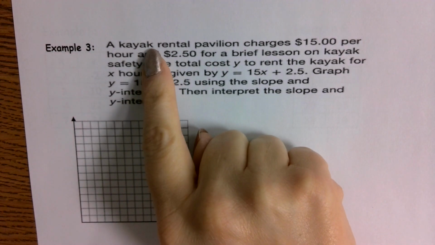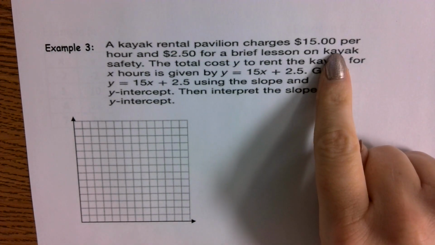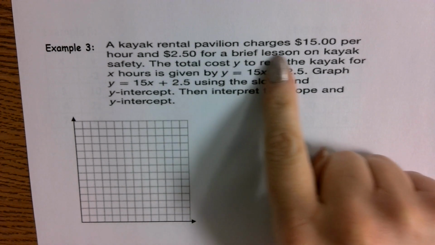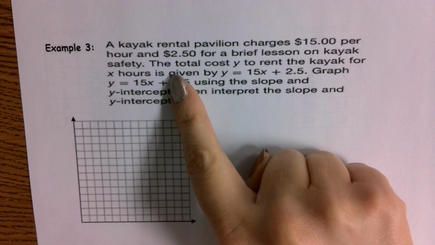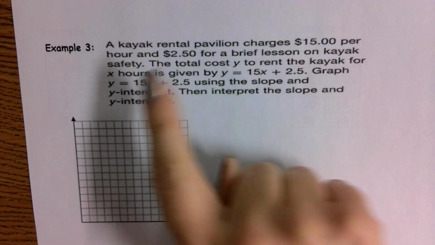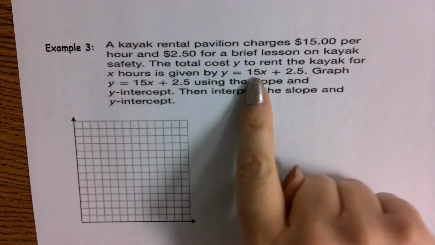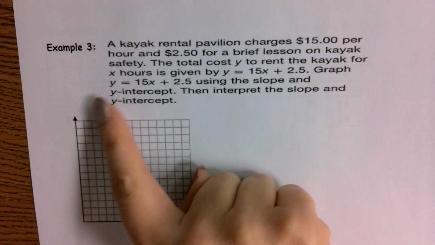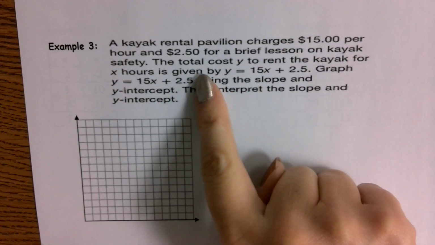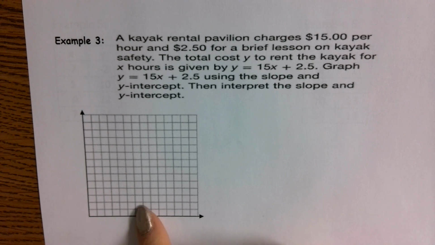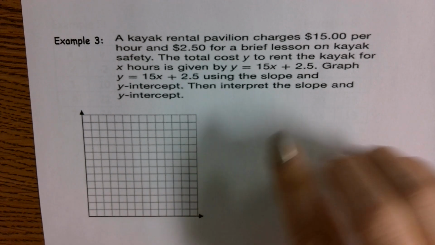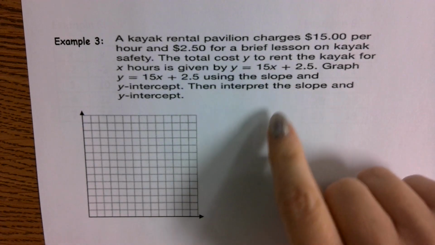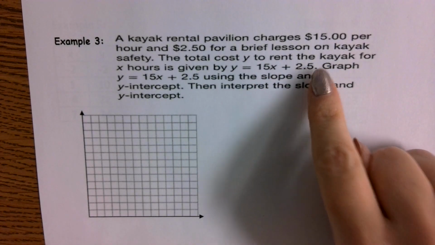So it says a kayak rental pavilion charges $15 per hour and $2.50 for a brief lesson on kayak safety. The total cost y to rent the kayak for x hours is given by this formula. y equals 15x plus 2.5. So we're going to graph this information onto our grid, and then we're going to interpret what does the slope of 15 represent and what does the y-intercept of 2.5 represent.